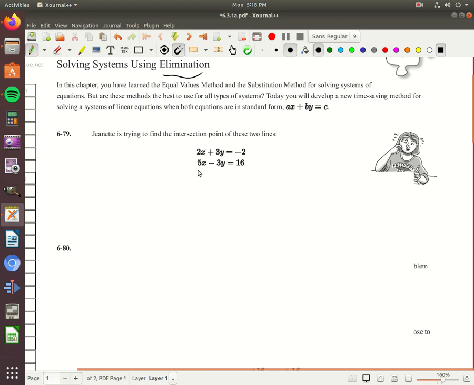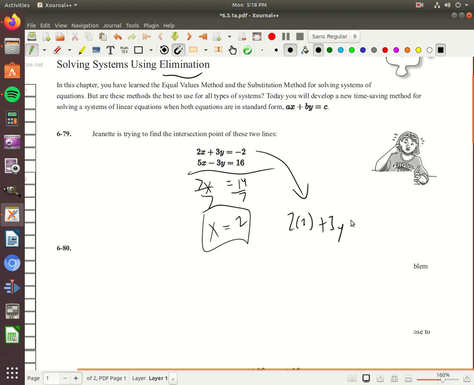So you can see if we add these together, I'm going to get 7x, 3y minus 3y, or plus negative 3y. They disappear, and negative 2 plus 16 is 14. I divide by 7. X is going to equal 2. Then I substitute into either one of these. It doesn't matter. I'll substitute it in over here. So 2 times 2 plus 3y equals negative 2. So I get 4 plus 3y equals negative 2. So 3y is going to equal negative 6. So y is negative 2.